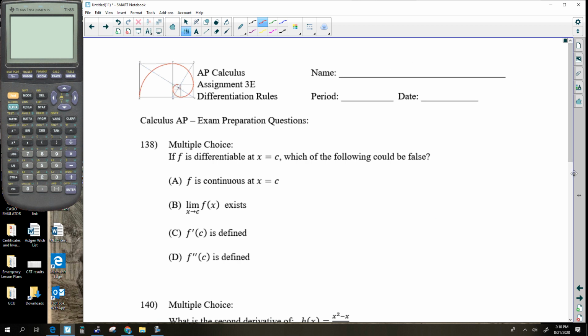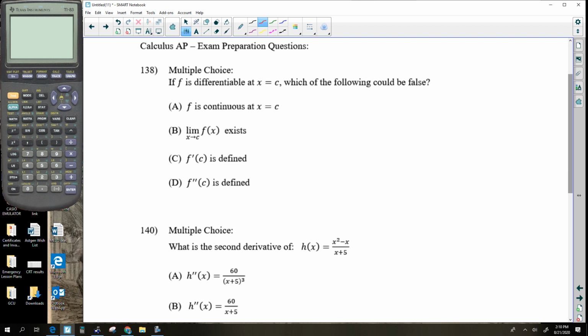Multiple choice, choose B. If f is differentiable, which one could be false? Okay, if it's differentiable, then it absolutely is continuous. So it has to be continuous to be differentiable. The limit as x goes to c of f of x exists. Yes, that's part of being continuous. F prime of c is defined. Yes, that's part of the differentiability test. F double prime, I don't know. That's the one that could be true, could be not, could be false.